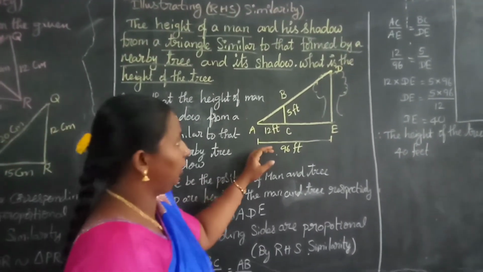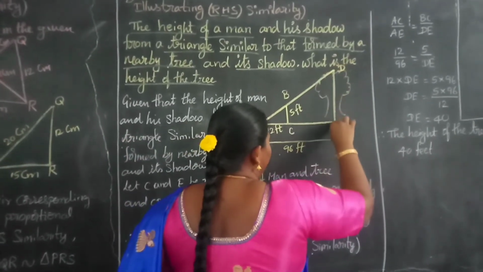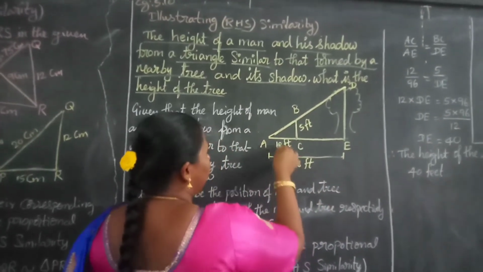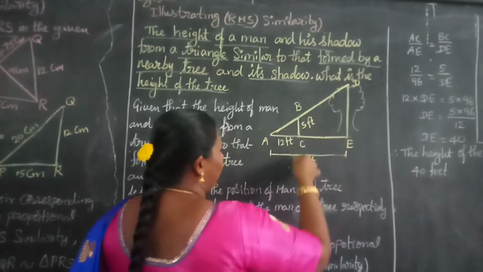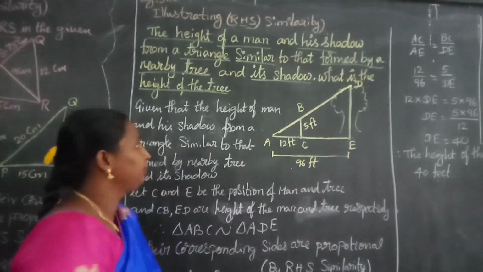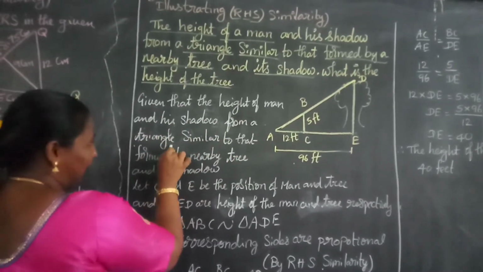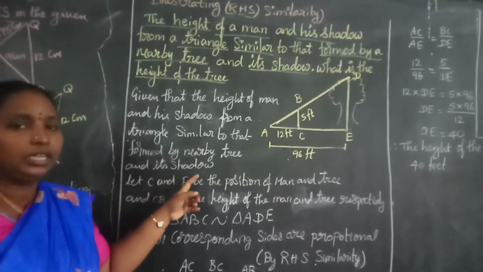Okay, see this figure they have given. Imagine this is the tree. ED is the height of the tree, BC is the height of the man, AC is the shadow of the man, and AE is the shadow of the tree. Now see, it is given that the height of the man and his shadow form a triangle similar to that formed by a nearby tree and its shadow.